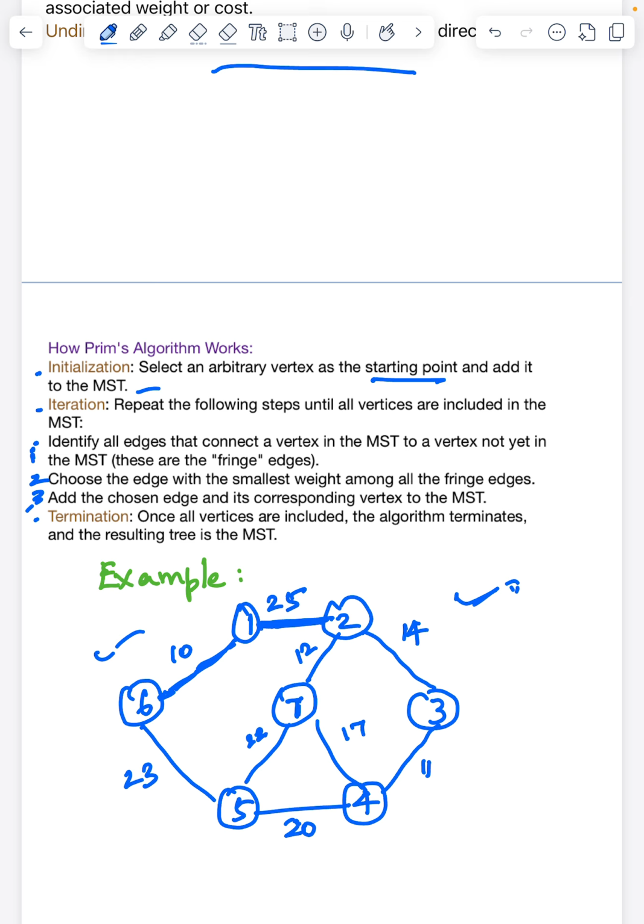And what is the second one? Choose the edge with the smallest weight among all the fringe edges. Now we have a list of fringe edges, and from those we have to identify the smallest weight fringe edge. What is the third one? Add the chosen edge and its corresponding vertex to the MST. This is how we keep adding vertices into the MST. And the last step is termination. Once all vertices are included, the algorithm terminates and the resulting tree is the minimum spanning tree.